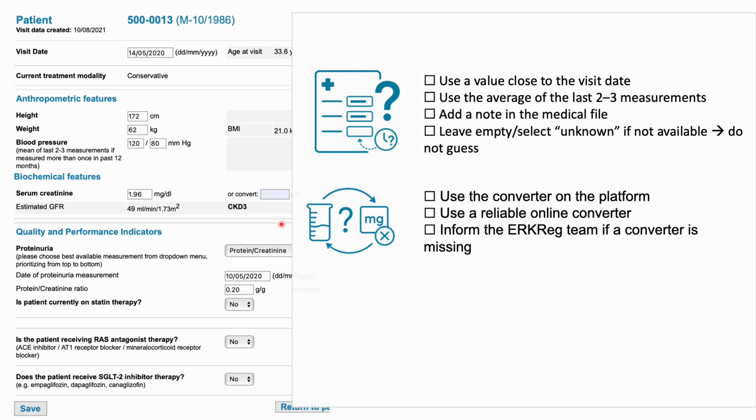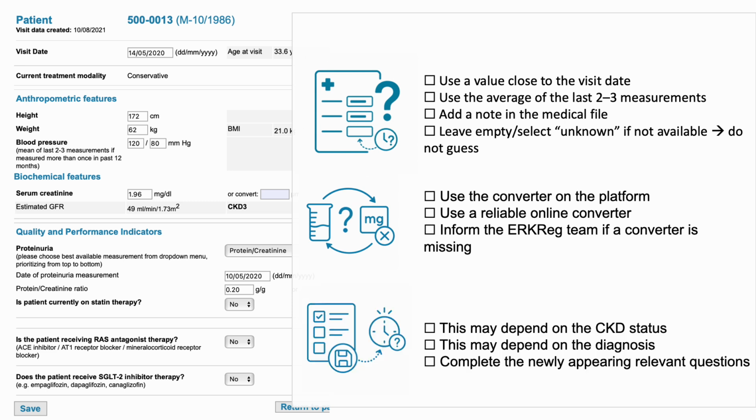What happens if you have the value but it's not available in the correct unit? In this case, you can use the converter provided on the ERKReg platform. The converter is available next to the respective value field. It automatically converts the value and saves it in the correct unit. If no converter is available for the unit you need, please inform the ERKReg team. We can then check whether this converter can be implemented on the platform. In the meantime, you may use a reliable online converter before entering the value into ERKReg.